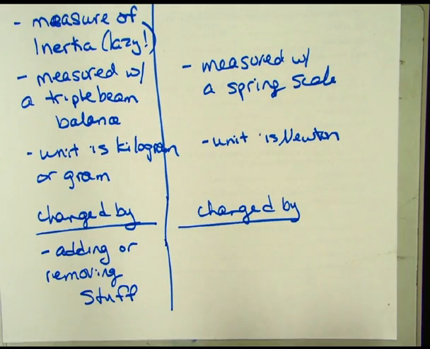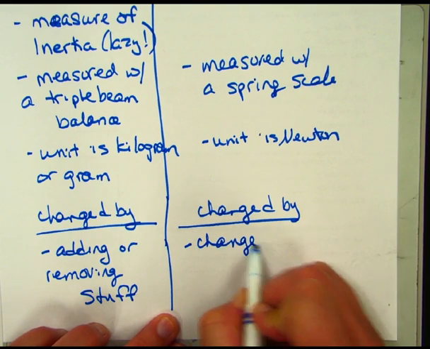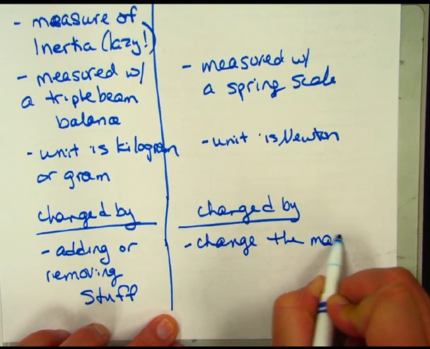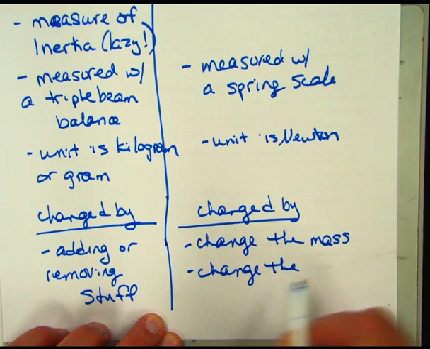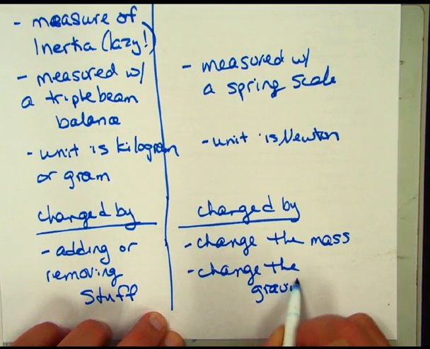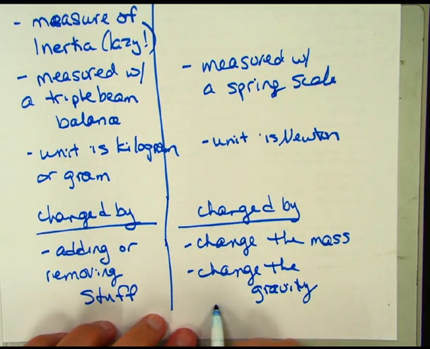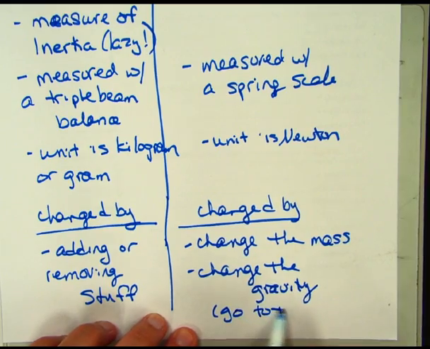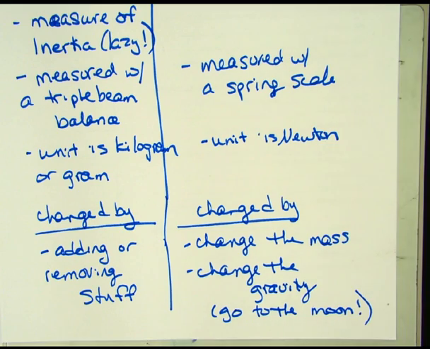That's the only way I can change the mass. To change the weight, I can change the mass, or I can change the gravity. I can go to the moon. I can go to Jupiter. I can go to Mars. Anywhere I go that is not the Earth, then I'm going to change my gravity. So that's a summary there of mass and weight, of what they are, kind of the definition. So now let's compare them.